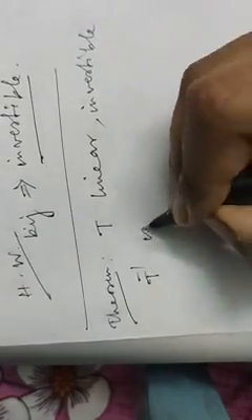Next theorem, or the next property of inverse mapping, states that if T is linear and invertible, then T inverse is also linear. If T is linear, then T inverse is also linear. So let's prove it. Let T be from V to W. Then T inverse will be from W to V. The domain and codomain are interchanged. We need to prove this is also linear.